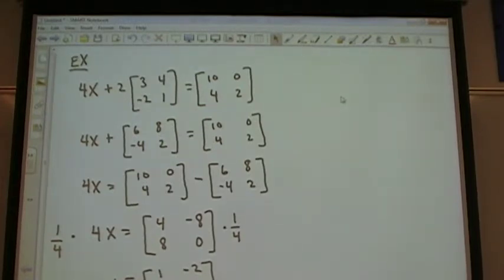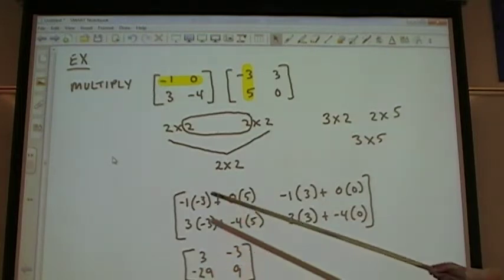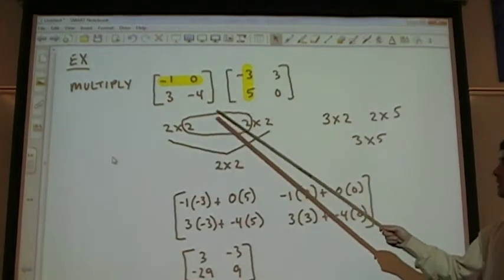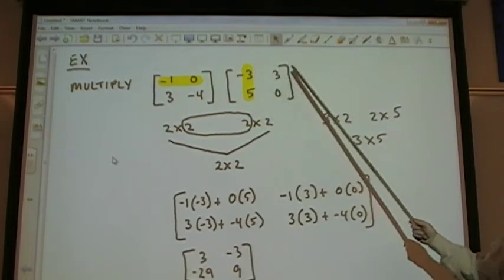Now, the next part, this is where it gets a little bit tricky, or it can. Multiplying two matrices. The first thing I would do when I'm multiplying matrices is determine whether they can be multiplied or not. To do that, just write out the dimensions. So this is a 2 by 2 matrix, right? And this is a 2 by 2 matrix.